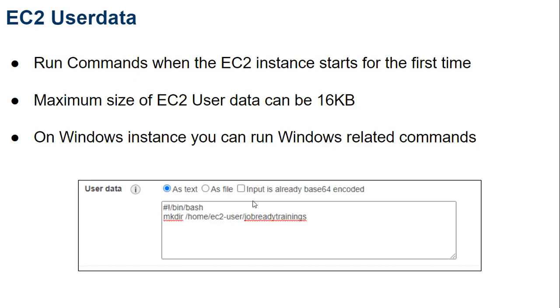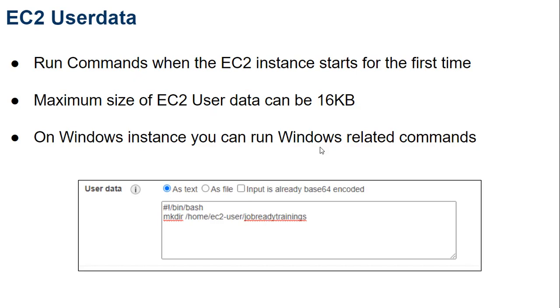Just to keep some facts in mind, when it comes to EC2 user data, its size cannot be more than 16 KB. This is one of the exam questions which frequently gets asked. And on Windows instances, you can run Windows related commands, that is your PowerShell commands.